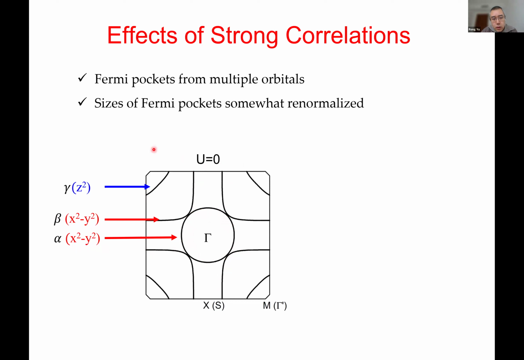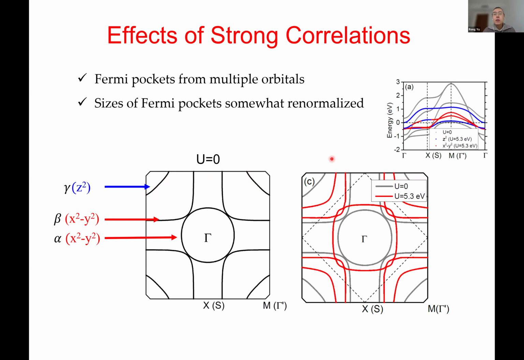And there is also a third sheet, the gamma sheet, which mainly has the dz square character in the calculation. And this one actually resembles that of a heavily hole-doped iron pnictide. Okay, and once we consider the electron correlations by taking U to 5.3 electron volts, we see that the sizes of all the Fermi pockets are somewhat renormalized, but their shapes remain.